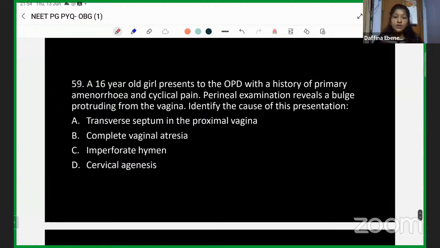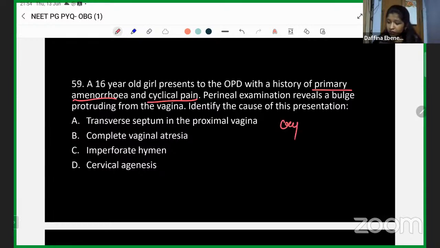A 16-year-old girl presents to the OPD with a history of primary amenorrhea and cyclical pain. Perineal examination reveals a bulge protruding from the vagina. Identify the cause of this presentation. Okay. Classical primary amenorrhea, cyclical abdominal pain. It is cryptomenorrhea. Diagnosis is cryptomenorrhea.